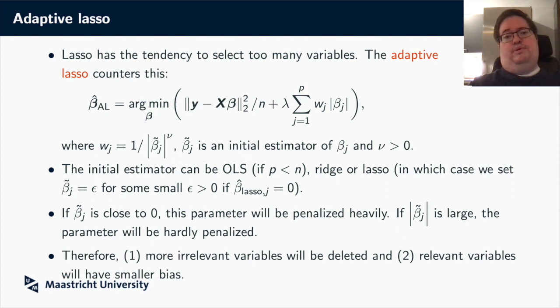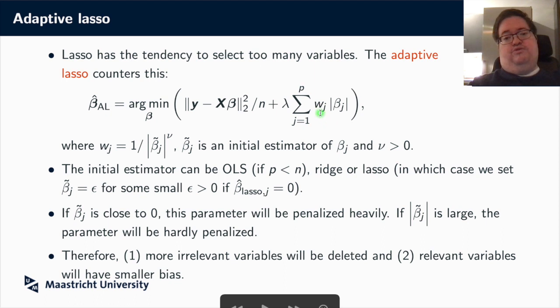As we'll see later on in the theory, we can also explain that theoretically. This may not always be a good thing, in particular if you're interested in variable selection and want a sparse model with few selected variables. So the adaptive lasso is designed to counter this. The objective function that we minimize looks very similar to the regular lasso. The only difference is we have a wj in front of the beta j.